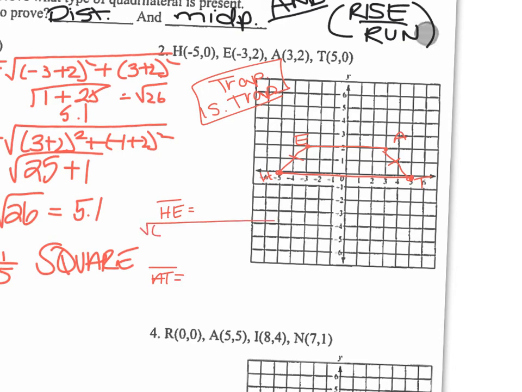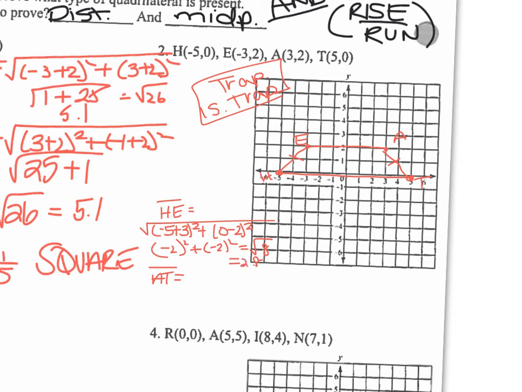So if I find the distance of HE, negative 5 plus 3 squared, plus 0 minus 2 squared. Negative 5 plus 3 is negative 2, and then I have negative 2 squared. So I have 4 plus 4, which is 8. So I have the square root of 8. Let's hope my calculator works again. And naturally it doesn't. What's its problem? Square root of 8, 2.8.